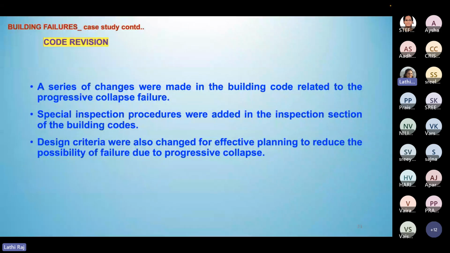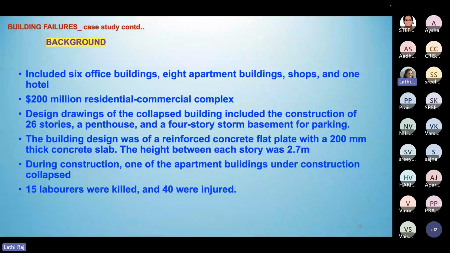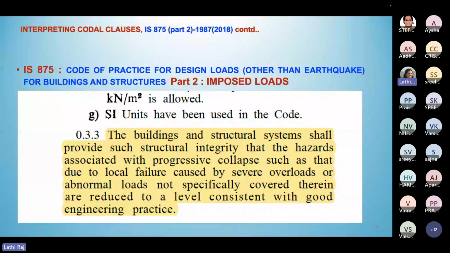Even in our code, there is a clause regarding this progressive failure. See, this is given in IS 875 Part 2. Please see clause 3.3, which is in the foreword itself. Even though the code is not saying that you have to do it, and the clauses are not there, it is our responsibility to detail the different elements in a building so that progressive failure is prevented. Very important.